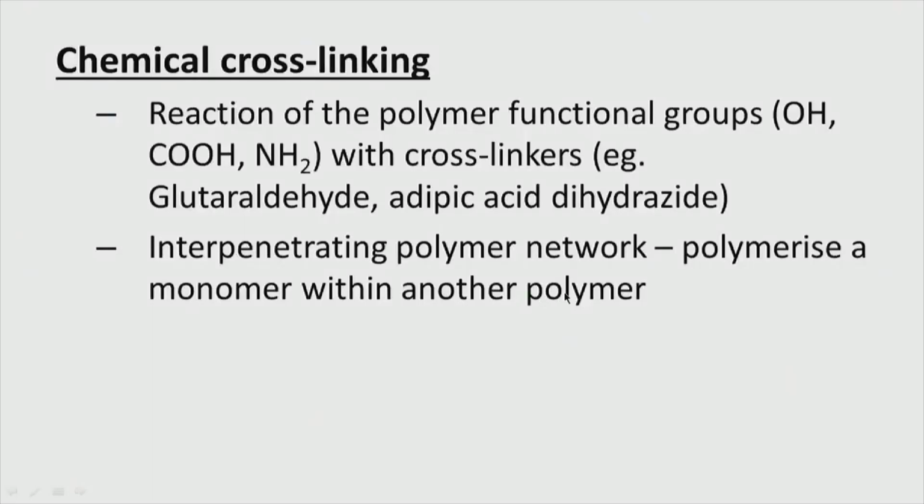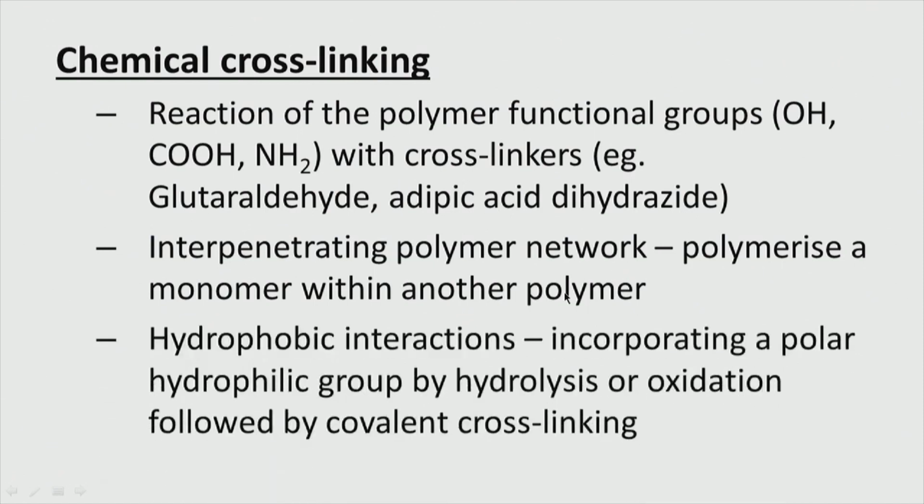Interpenetrating polymer network, polymerize a monomer within another polymer. Okay. So, we have a monomer, we have another polymer, then we form an interpenetrating polymer network. So, that is a chemical cross linking. Hydrophobic interaction, incorporating a polar hydrophilic group by hydrolysis or oxidation followed by a covalent cross linking. Okay. So, I will incorporate a polar hydrophilic group and then we oxidize and then we do a covalent cross linking. Okay. That is another type of approach. So, we create in a polymer a hydrophilic group, then we hydrolyze or oxidize and then we cross link the system.